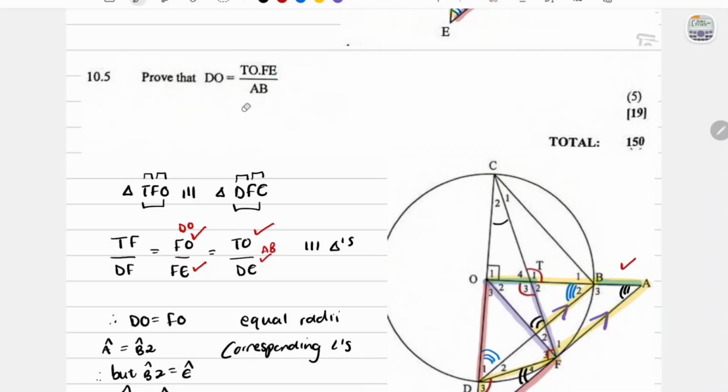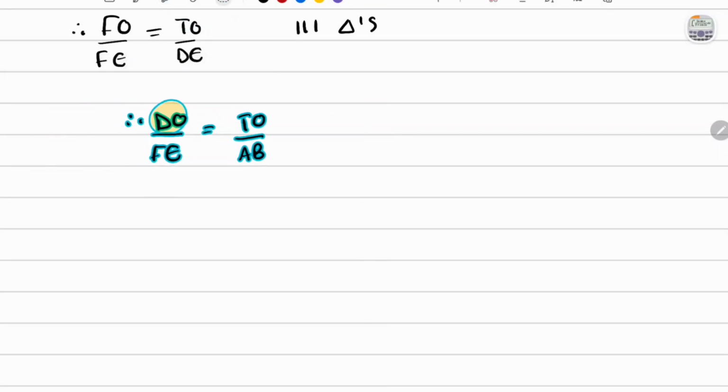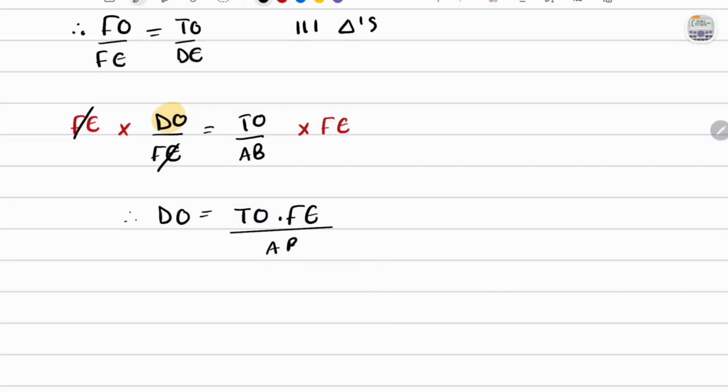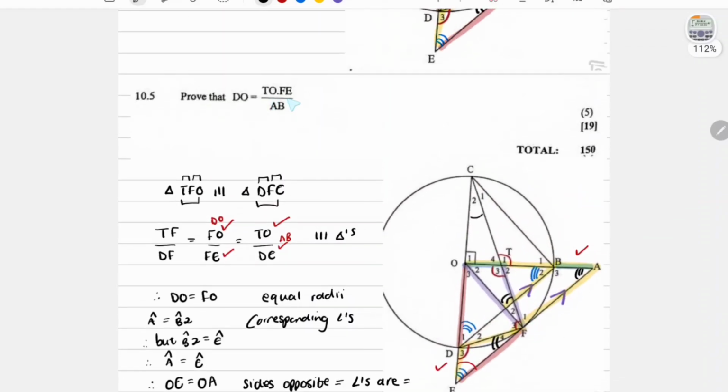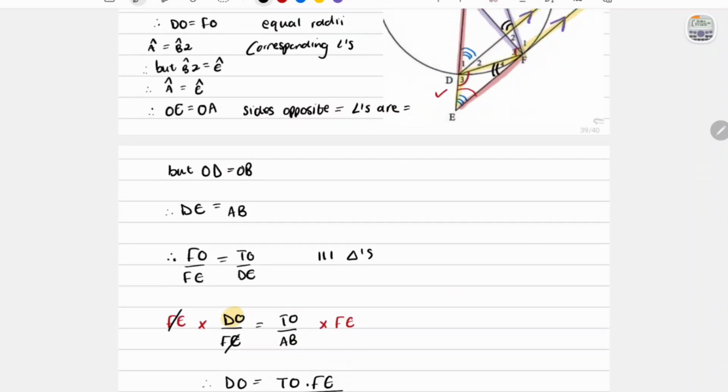So now, do you see that in theirs, they just left DO on its own. So I just have to find a way to leave DO on its own. To leave DO as the subject, you need to get rid of FE. So we can just multiply both sides by FE. Okay, so that would mean that DO is finally equal to, that cancels there, TO multiplied by FE over AB, just like they have it here. TO times FE over AB. And there we go. So that is it for this section.